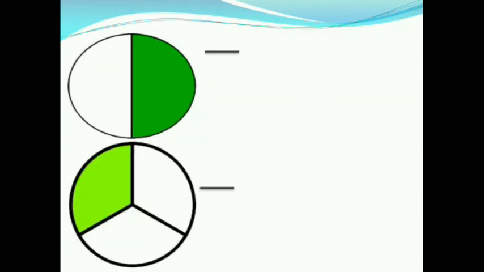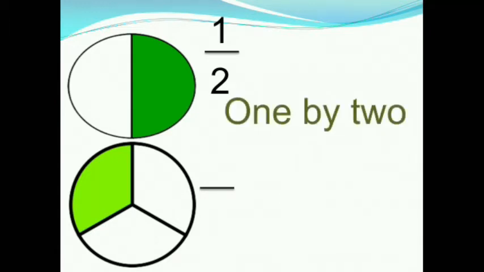Children, now we will write the fraction form of the given figures. First we have this figure. In how many parts is this figure divided? Yes, in 2 equal parts. So the denominator will be 2. Next, how many parts are colored? Only one part is colored. So the numerator will be 1. We will read it as 1 by 2.